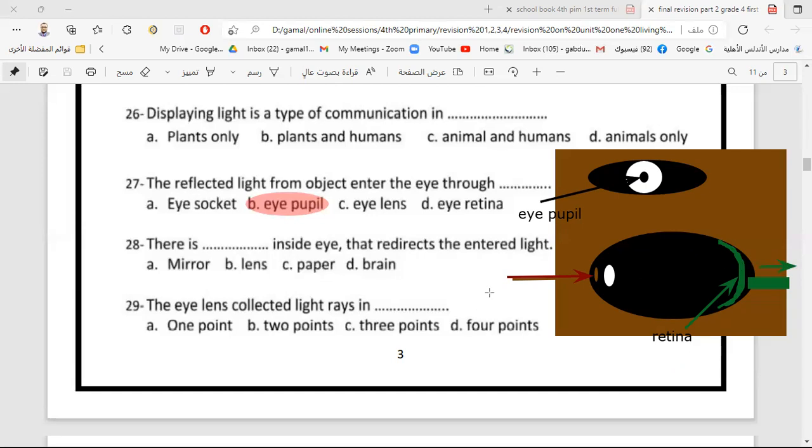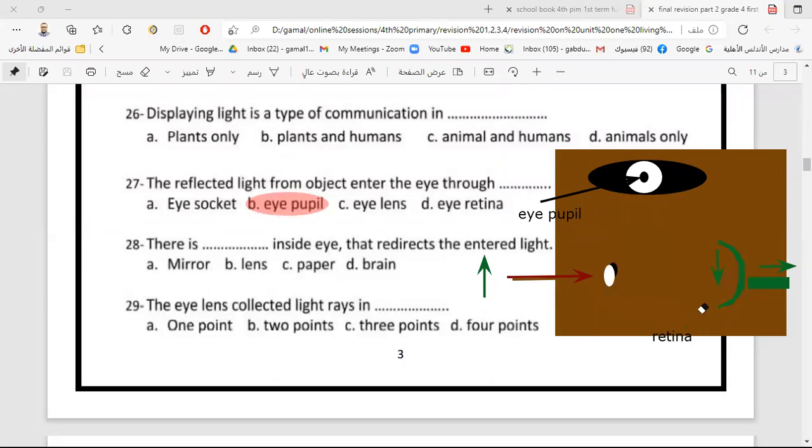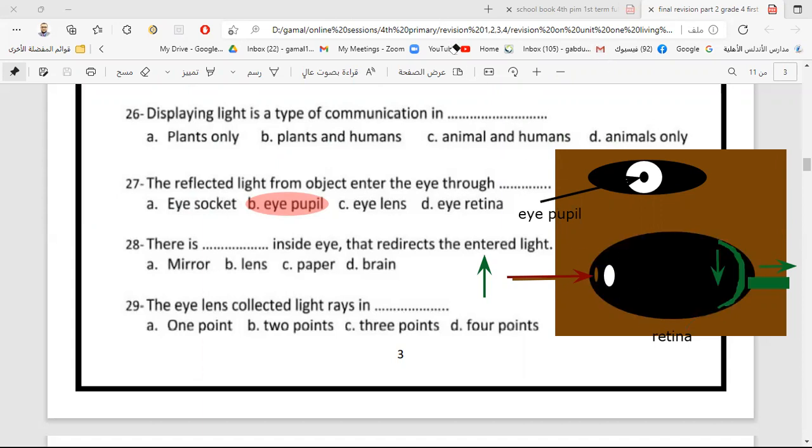So if you have something standing like this, you can see its image here on the retina, and it is inverted. It will be inverted on the retina, but the brain corrects it. When the image goes to the brain, the brain corrects it.